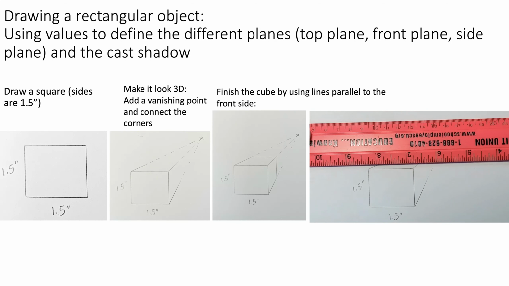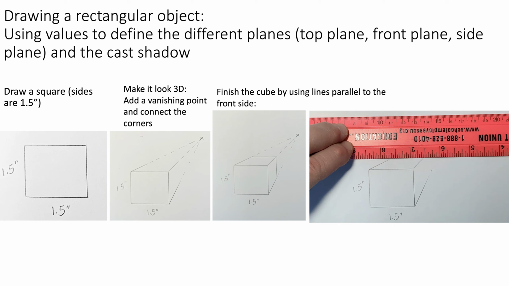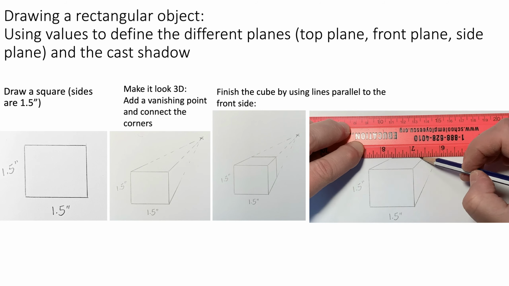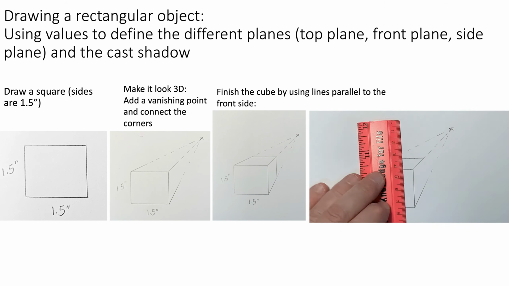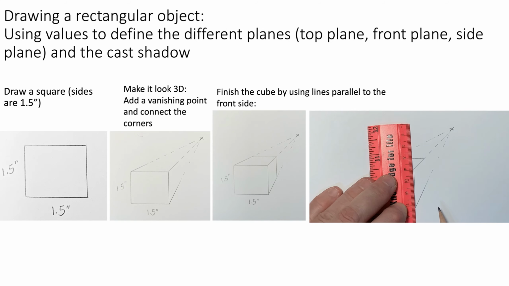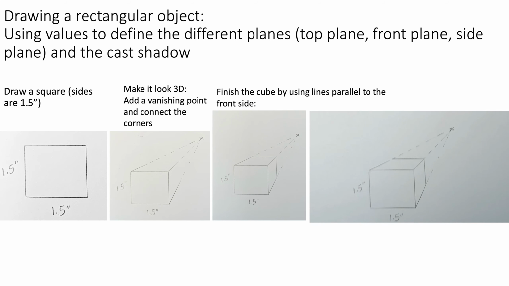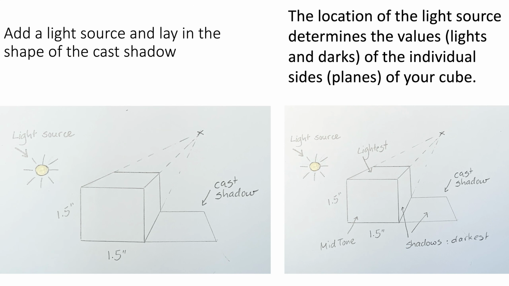Finish the cube by using lines parallel to the front sides. Follow along with the video. So you can see how I'm sliding my ruler and keep the same direction. Okay, there we go. Add a light source and lay in the shape of the cast shadow. That's the image on the left.